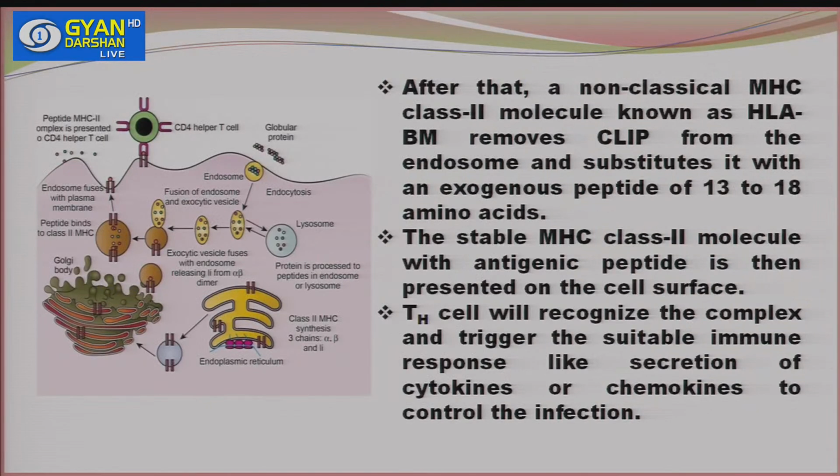After that, the non-classical MHC class second molecule known as HLA-DM removes CLIP from the endosomes and substitutes it with the exogenous peptide of 13 to 18 amino acids. The stable MHC second molecule with antigenic peptide is then presented on the cell surface, and the T helper cell will recognize the complex and trigger a suitable immune response, secreting cytokines and chemokines to control the infections.